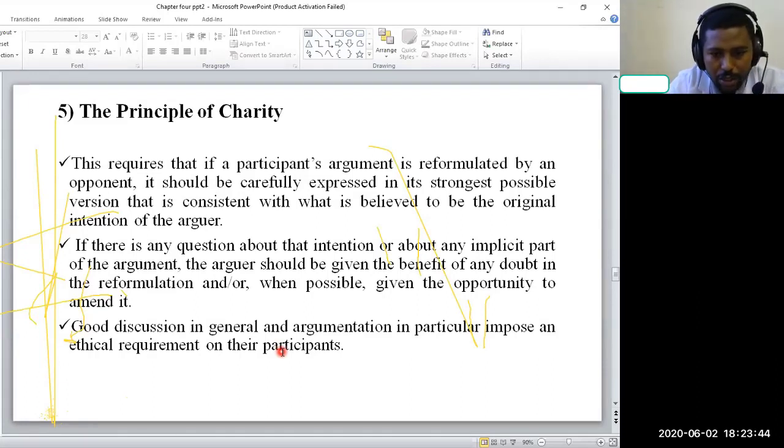So a good discussion in general, and argumentation in particular, impose an ethical requirement on the participants. There must be ethics. Even if the participants in the discussion lack ethics, it is very difficult even to conduct the discussion itself. So the participants need to abide by ethical considerations.